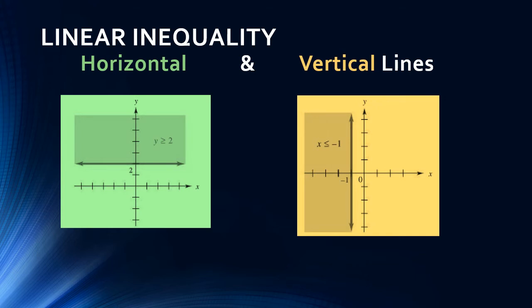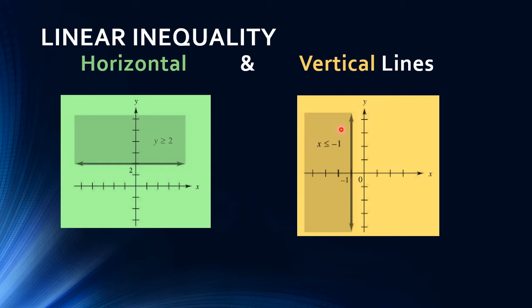Linear inequalities can be very simple, but they can be confusing sometimes to students when they are horizontal and vertical lines. Remember, a horizontal line is y equals something. Here we have y equals 2, this line, but our inequality is y is greater than or equal to 2. So we have a solid line, and then we shade everything above it.